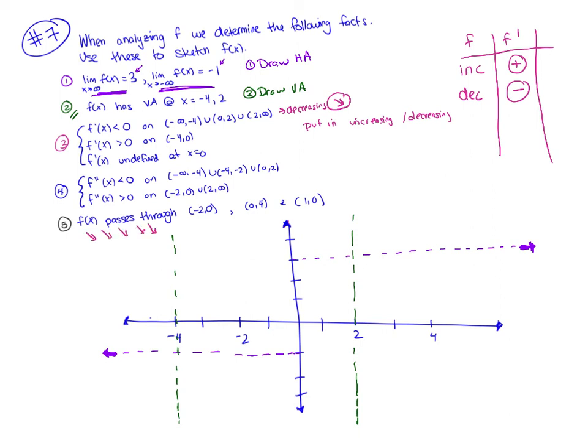I'm just putting this at the top to remind me. Decreasing between 0 and 2, and then decreasing from 2 to infinity. So I'll pop in all of my decreasing information here. And then the derivative is positive between negative 4 and 0. That tells me that I'm increasing, so I'm going to be going up there.